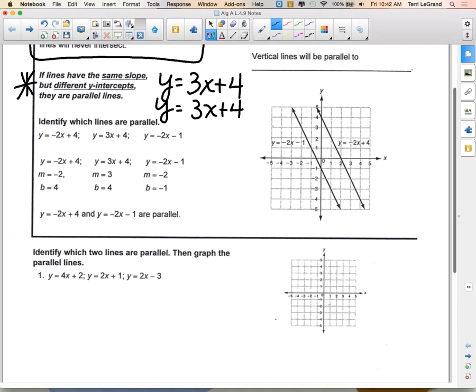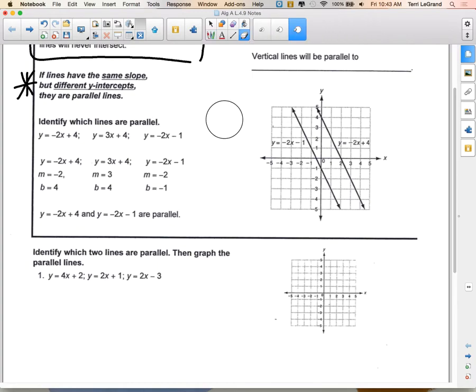Don't write this in your notes. It might confuse you. It's the same what? Same line. It's really a line with another one wrapped right on top of it. It's really the same line. They can't be parallel when they touch, right? So we have to keep in mind that when we have lines that have the same slope, that's important, but they also have to have different y-intercepts. Otherwise, they will be the same line.